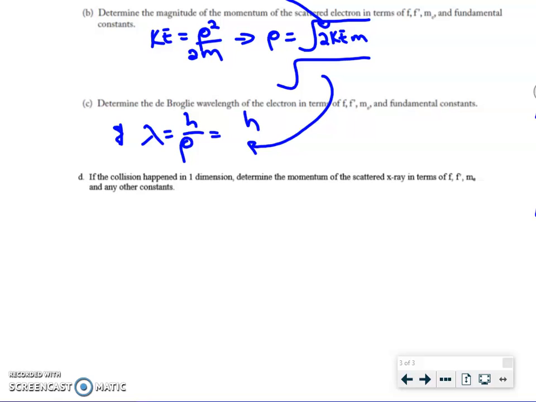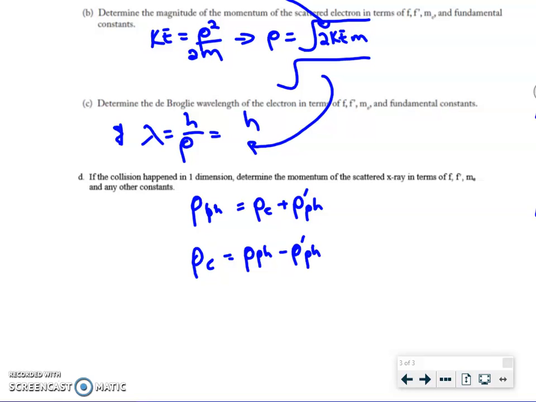And then if the collision happened in one dimension, determine the momentum of the scattered X-ray in terms of all those variables. So this is a conservation of momentum problem. In terms of momentum, we have the initial momentum of the photon, and all the momentum is there. That's going to equal the momentum of the electron plus the momentum of the scattered photon. So in other words, the electron's momentum after is simply equal to the initial photon momentum minus the new photon momentum.